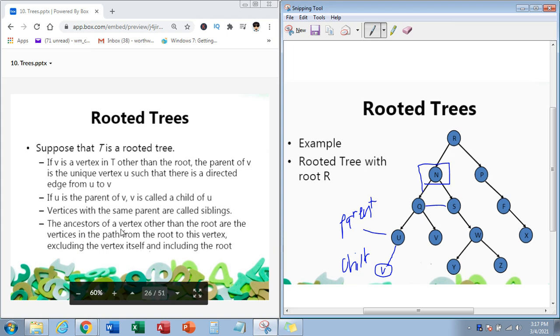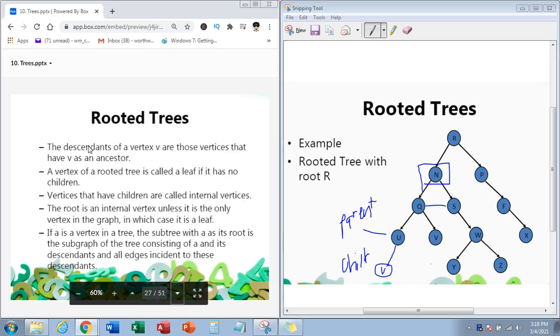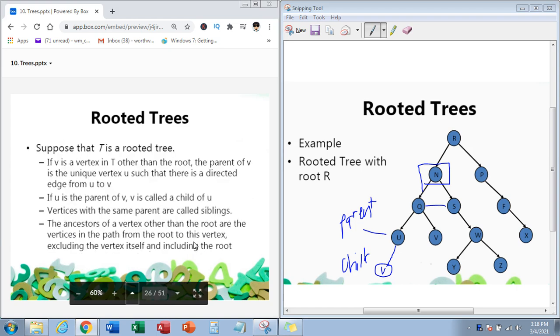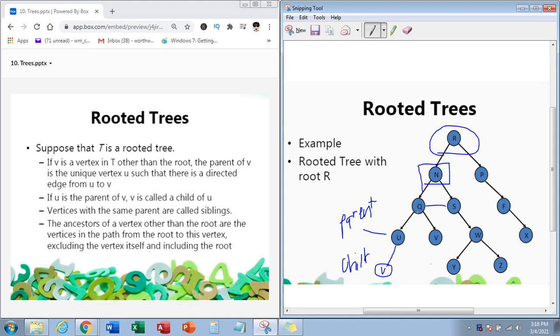The ancestors of a vertex other than the root are the vertices in the path from the root to this vertex, excluding the vertex itself and including the root. So when we say ancestors, for example, these are the ancestors of these three. And these are their parents.